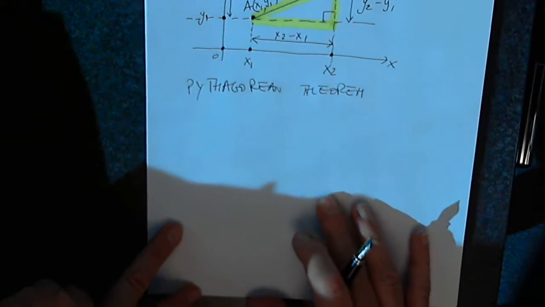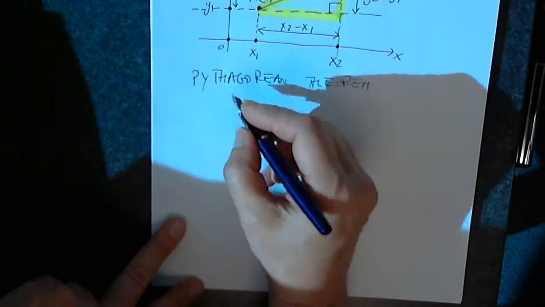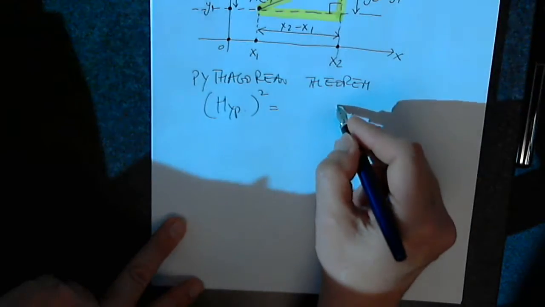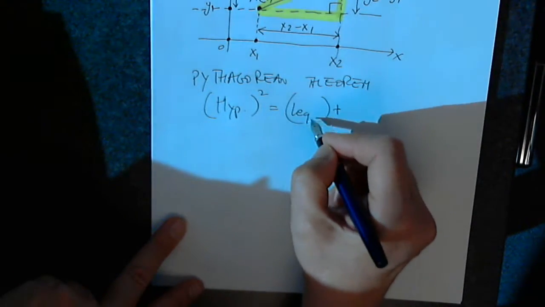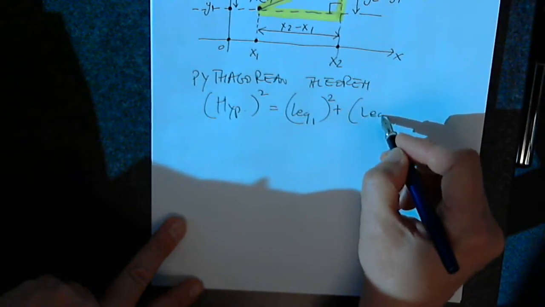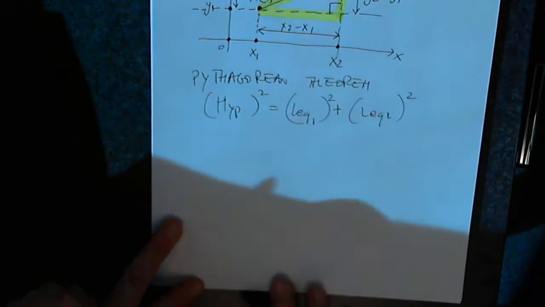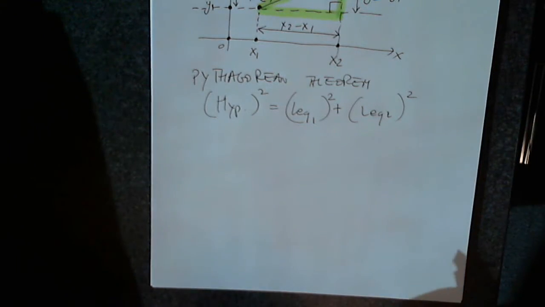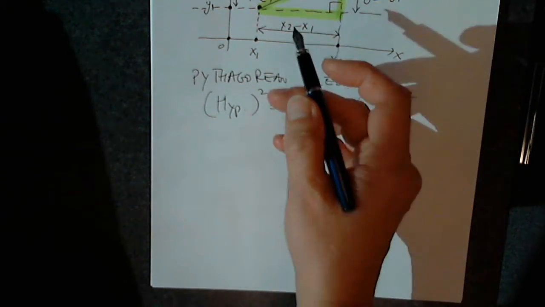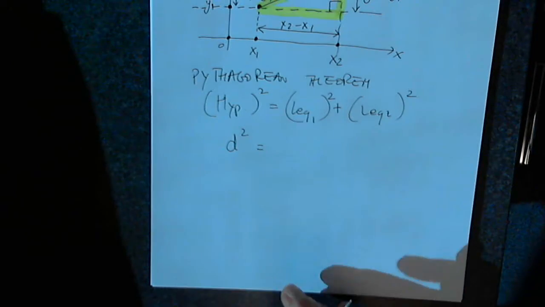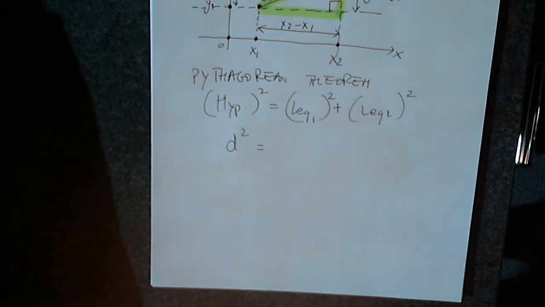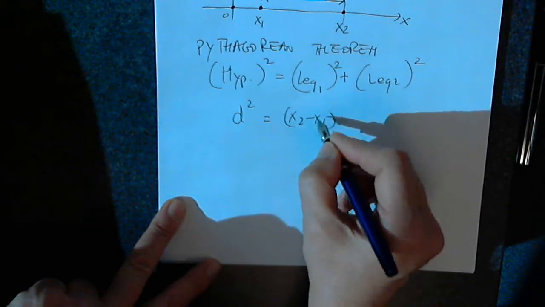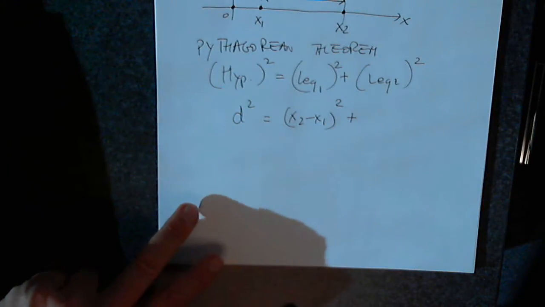So using the Pythagorean theorem, the hypotenuse squared equals the sum of leg 1 squared plus leg 2 squared. So tell me how to fill this in. What is the hypotenuse for us? The distance, d squared. Very good. What is leg 1 squared? Very good. What is leg 2 squared?